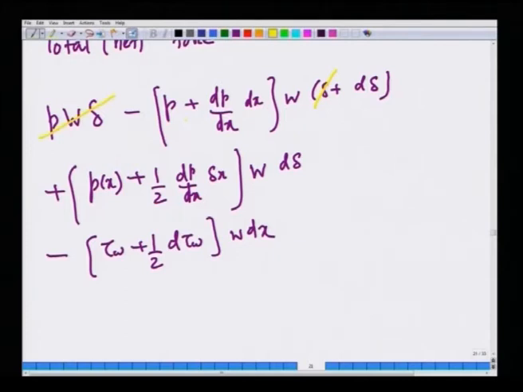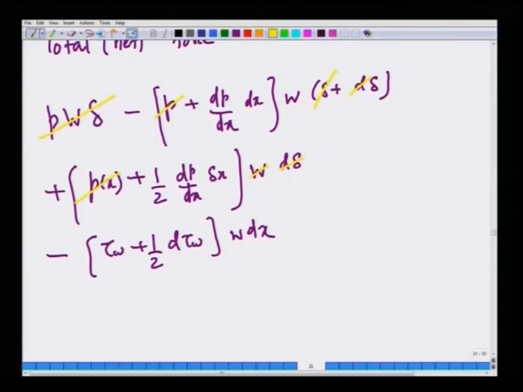So, we will write down terms that are non-zero. We will get minus P w d delta, that will cancel plus P w d delta. So, P w delta cancels with this, then P w d delta will cancel with this term, and then you will have terms of the type minus dP dx dx times w times delta.